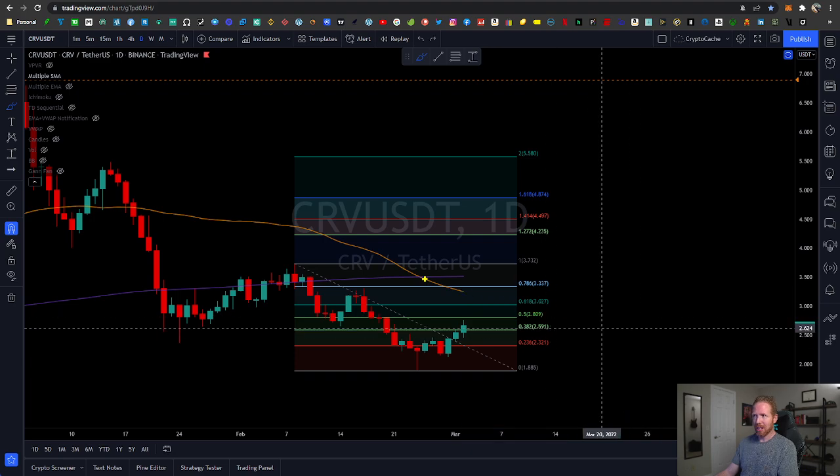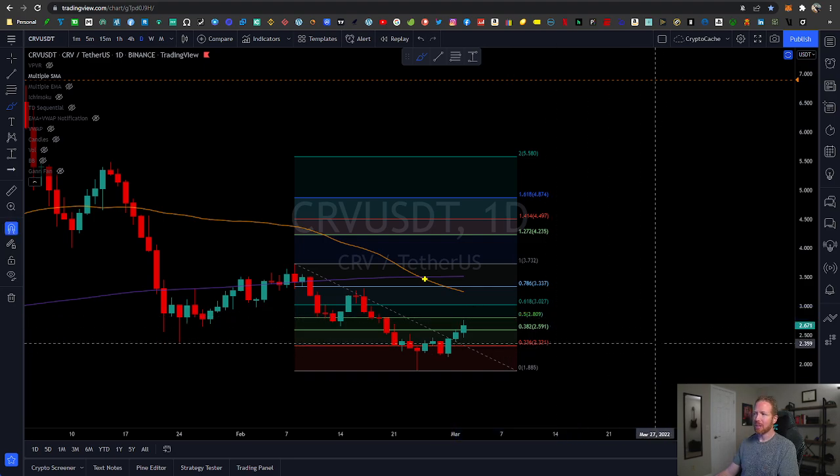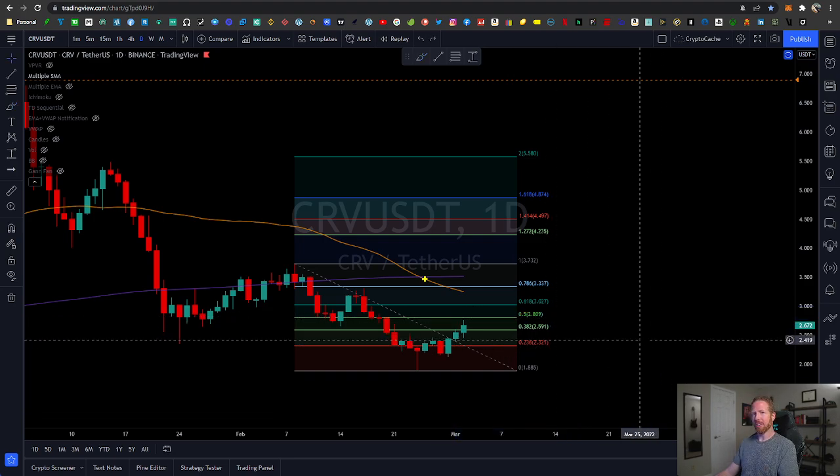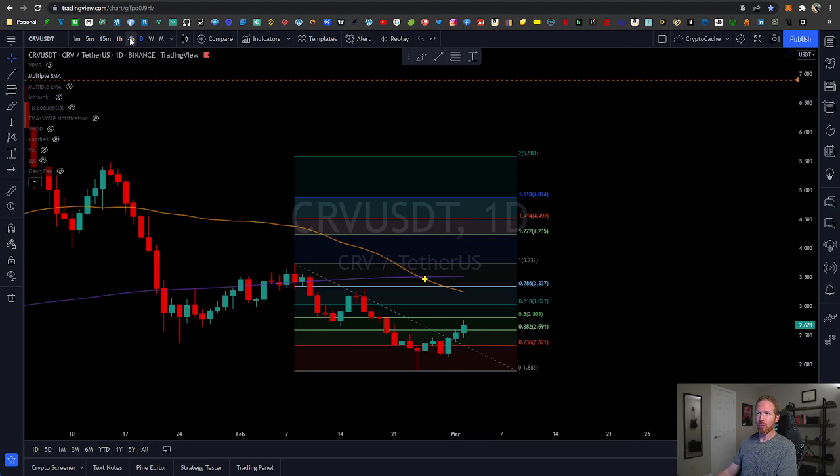So we might see somewhere between 2.80 and 3.02 as a resistance zone, or just a place in which we need to consolidate further before we can leg up again. Good news is it should give us a higher low at that point, and that could essentially be what we need to leg up again. All right, so just keep that in mind. That's roughly where we're at here for CRV so far in the 1 day.